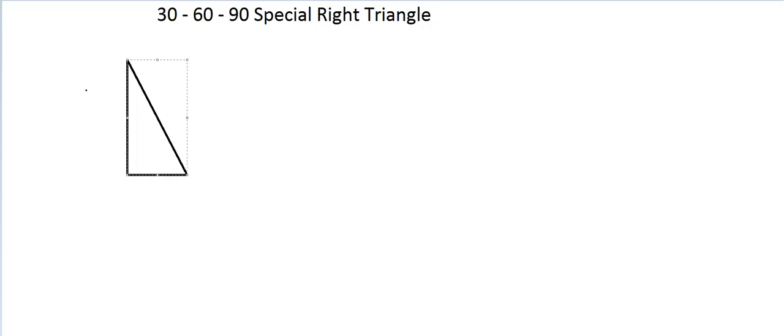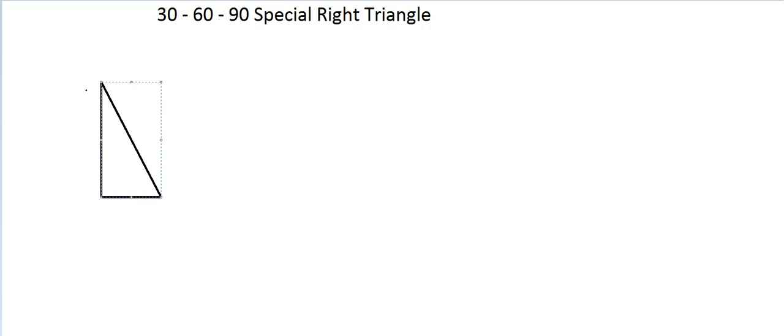Yes, good morning. So this time, let's have another special right triangle, which is the 30, 60, 90 special right triangle. For this lesson, we are going to find the measure of the sides of this triangle. Now, how are we going to solve this? Say, for example, we'll have this triangle.